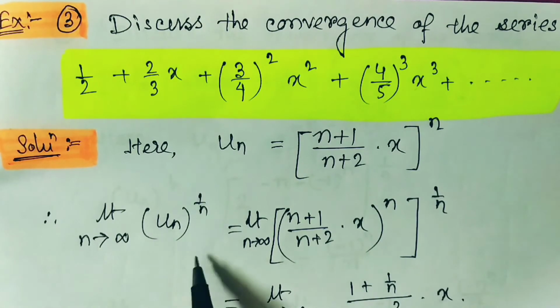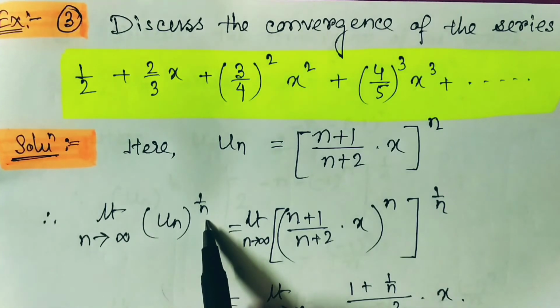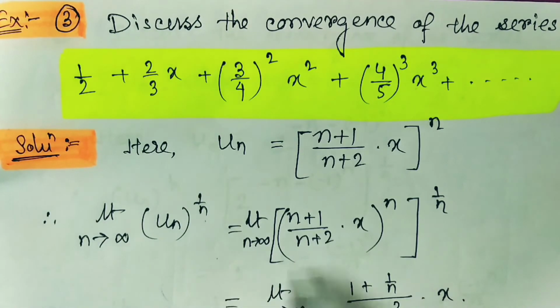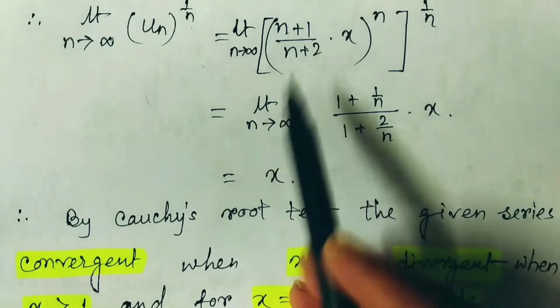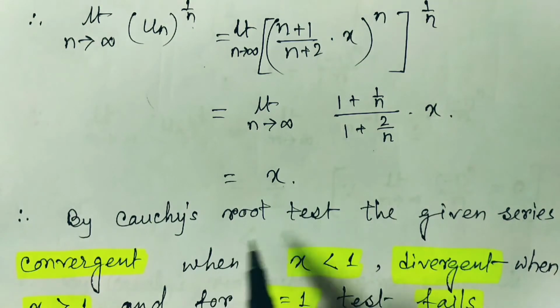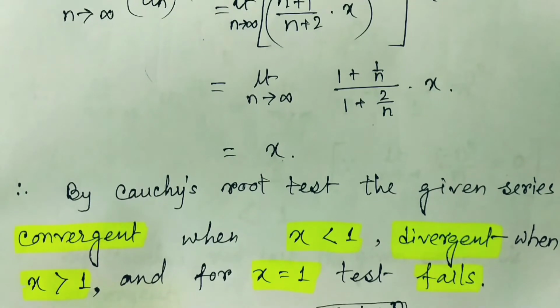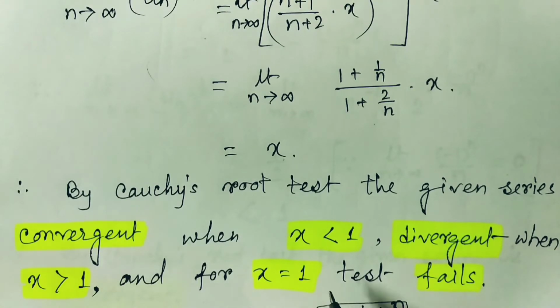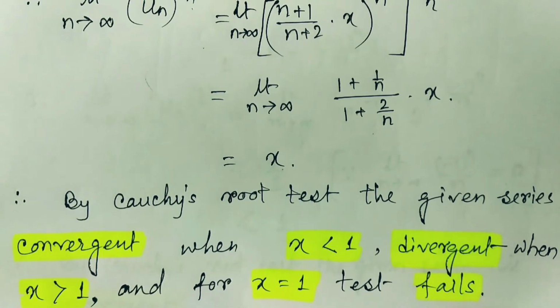If we take the limit on both sides, where un to the power 1 by n is considered according to Cauchy's theorem, we find that this limiting value is x. Therefore, by Cauchy's root test, the given series is convergent when x is less than 1 and divergent when x is greater than 1. And for x equal to 1, the test fails. Why this test fails and how to validate this, we will do later on.